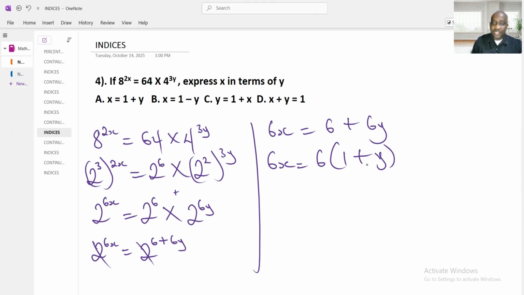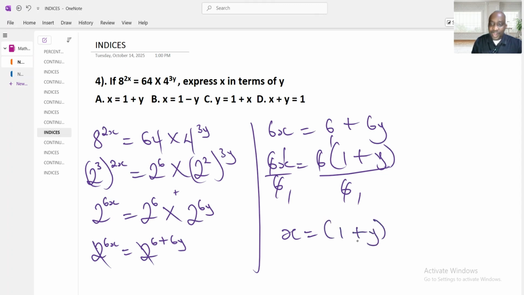Now we have factorized it. The question says express x in terms of y. It means that the coefficient of x is what we are trying to remove. Anything that is a coefficient of x, we are going to divide it with what? 6. Here, divided by 6. 6 here 1, 6 here 1, so that the x will stand alone. What do we have left? We have x equals 1 plus y.